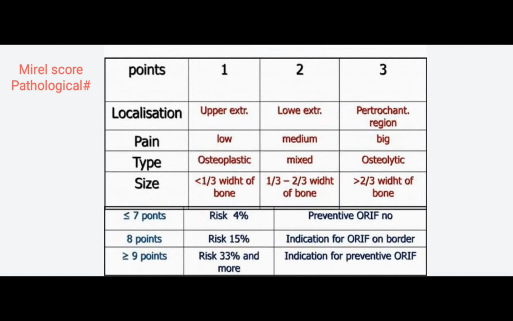And if it is 8 points, then the risk is 15%, and it is indication on borderline. And more than 9 points, risk is 33% and indicative for preventive open reduction internal fixation. So we need to remember what accounts for 1 point, 2 points, and 3 points. And the total score, if it is 7, 8, 9: 4%, 15%, 33%. No open reduction, borderline, and indication for preventive open reduction. So that is about Mirrel score. It is for pathological fracture.